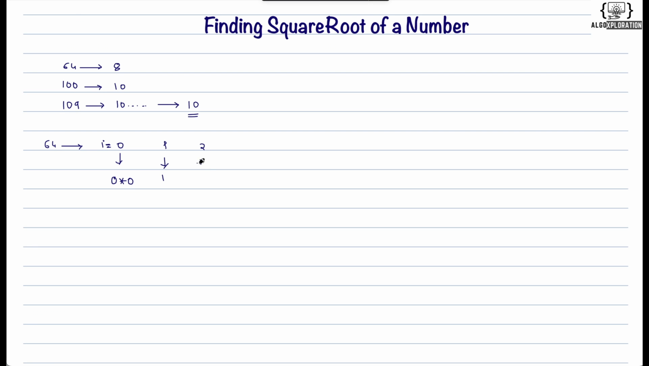For 2, it is 4. For 3, it is 9. For 4, 16. For 5, it is 25. For 6, it is 36. For 7, it is 49. And for 8, it is 64. So when I got the value which is matching with this x, I will simply return this 8.